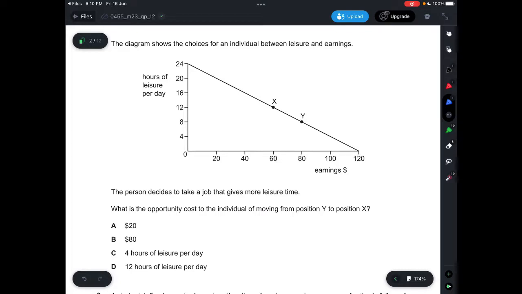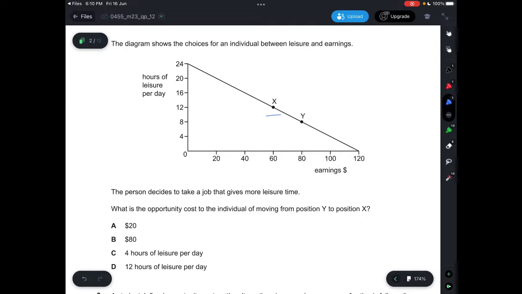On the PPC, there are 2 points. Point X is earnings of $60 and 12 hours of leisure per day, whereas for point Y, the earnings would be $80 and 8 hours of leisure per day. The person decides to take a job that gives more leisure time, so it's moving from position Y to position X. The person chooses position X, which is $60 and 12 hours of leisure per day. What is the opportunity cost to the individual of moving from position Y to position X?